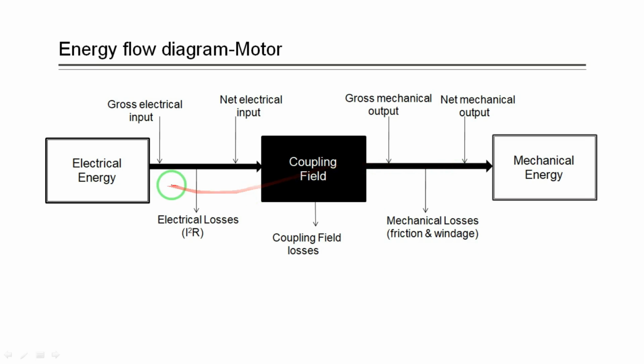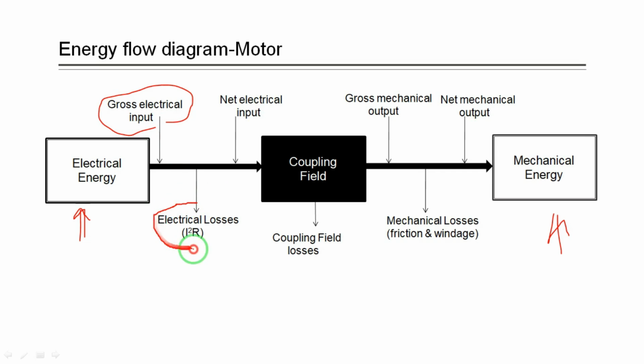This is the energy flow diagram of a motor. Please observe this diagram. Input is electrical energy, output is mechanical energy for a motor. We already know that. So in between, what is happening between electrical and mechanical energy? First of all, when we give the electrical energy to the motor, that is called gross electrical input. Then immediately there are some losses in the electrical system.